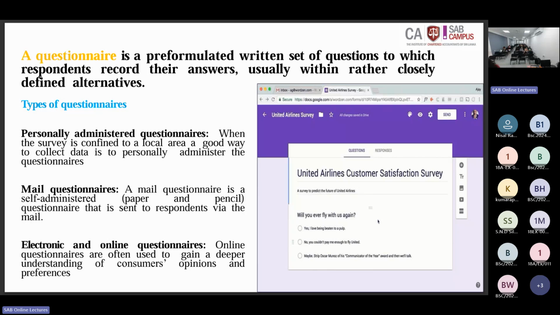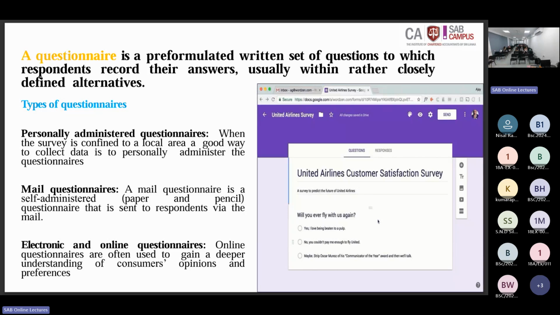Okay. So we can identify 3 questionnaires. What are those? Personally administered questionnaires, mail questionnaires, and electronic and online questionnaires. What do you mean by personally administered questionnaires? Right? When the survey is confined to a local area and the data is collected through personally administered questionnaires, you can go to that place, share the questionnaire, and ask the respondent to fill it. You are self-evaluating the responses and the questionnaires. We follow it as a personally administered questionnaire.